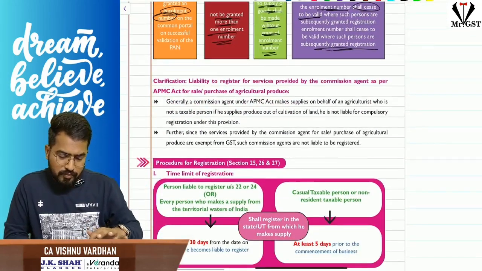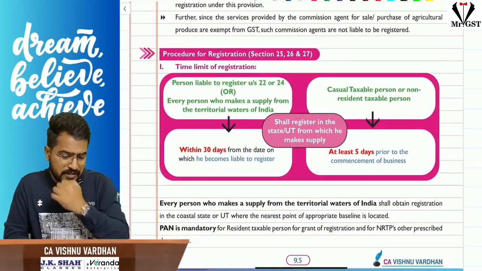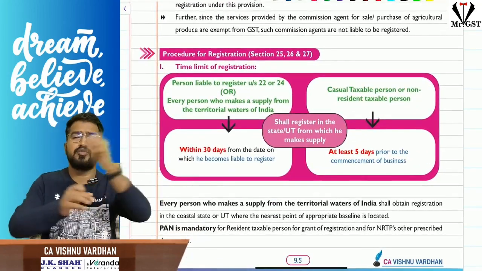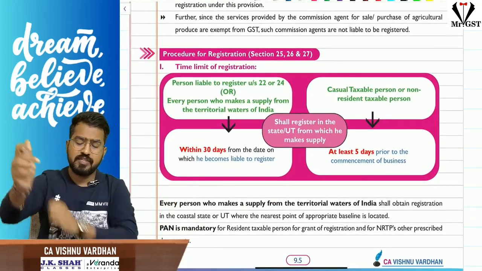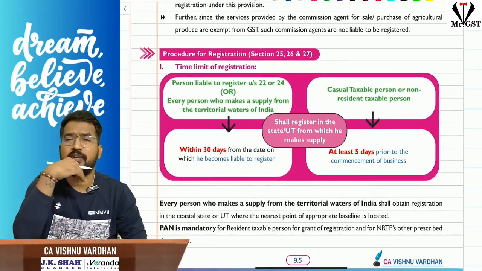So there is section 24. Next, there is procedure for registration. If you see section 25, 26, 27. So in procedure for registration, it is simple. Procedure for registration says, sir, what is the time limit to apply for registration?